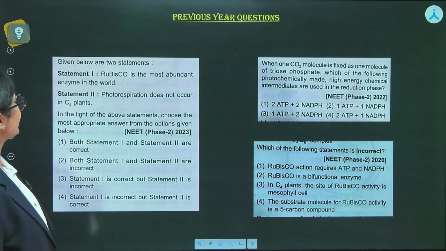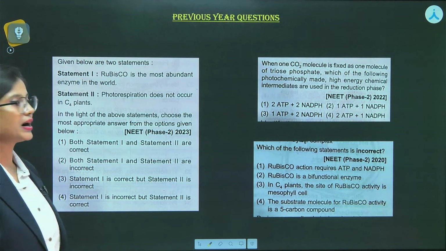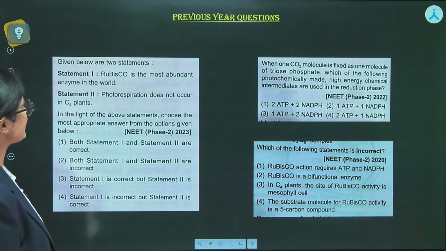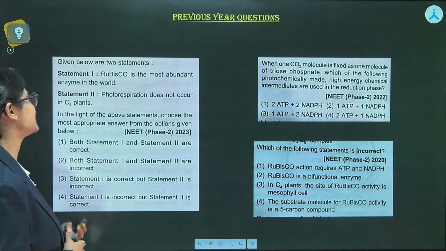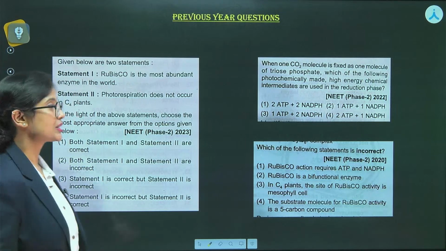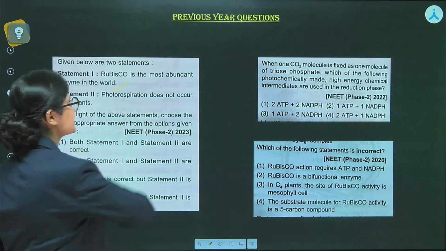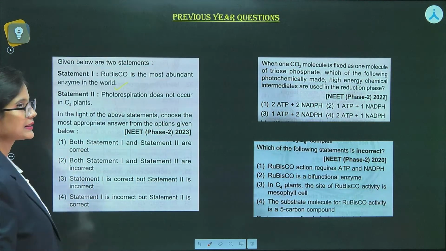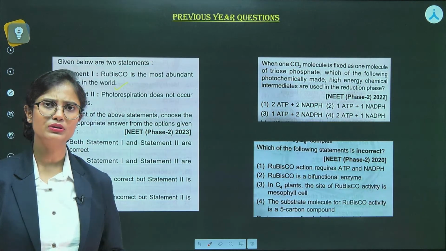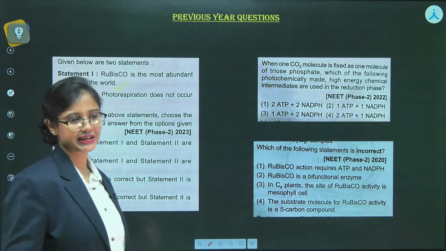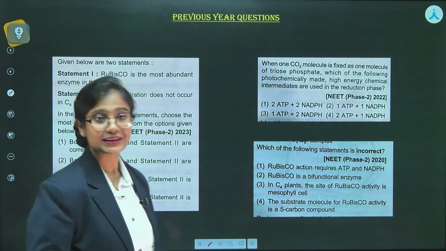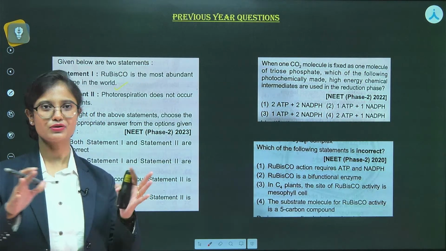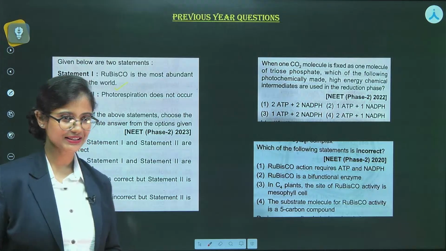Let's see. Yeah, the first question is: given below are two statements. So it is a statement based question. The first statement states that Rubisco is the most abundant enzyme in the world. So yes, this is an absolutely correct statement. Rubisco is the most abundant enzyme on this planet. And if we talk about the most abundant protein, please tell me what is the most abundant protein in the biosphere. Please write down in the comment section.